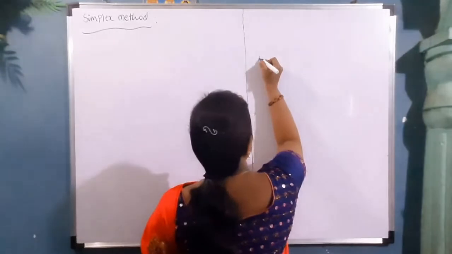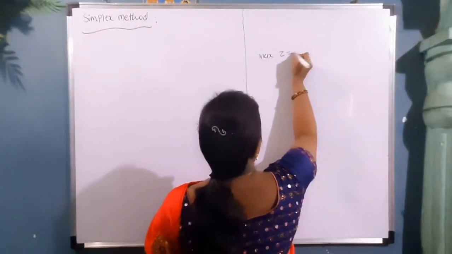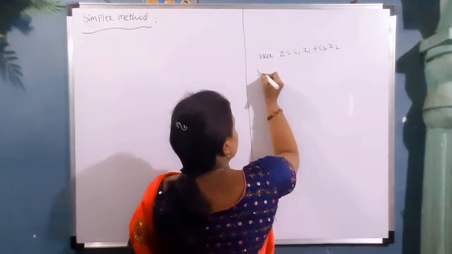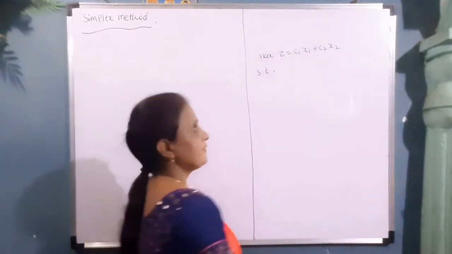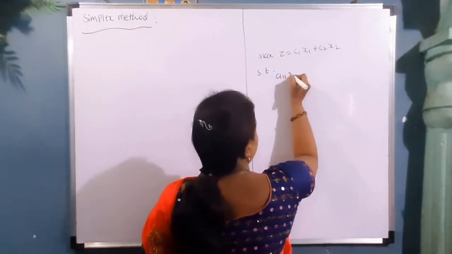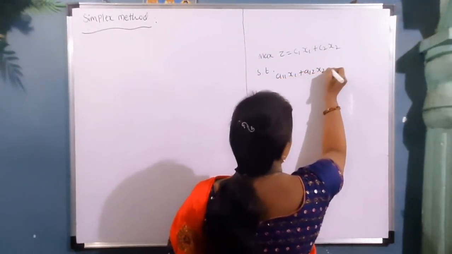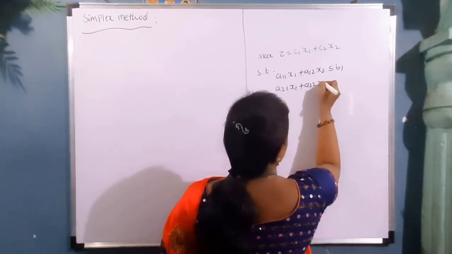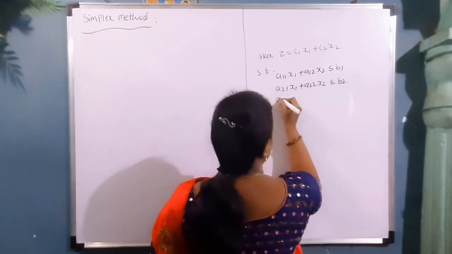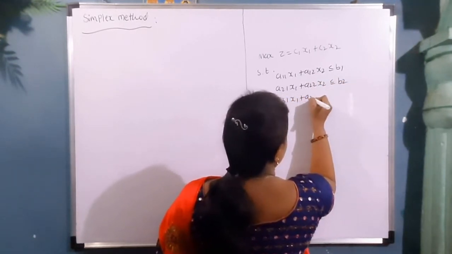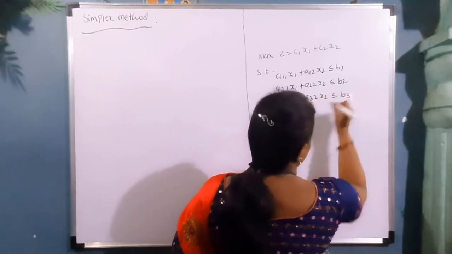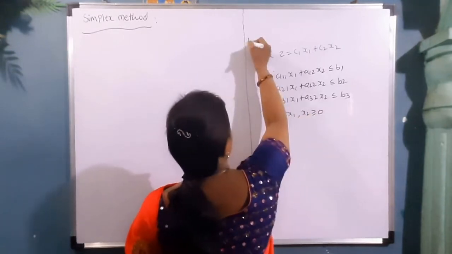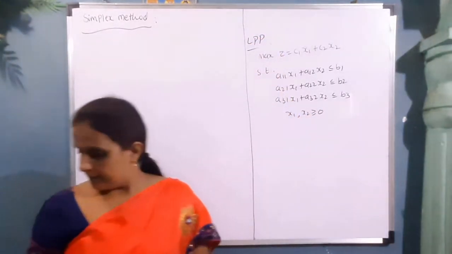Suppose we are having a simplex method, maximize z equal to c1x1 plus c2x2, subject to the constraints a11x1 plus a12x2 less than or equal to b1, a21x1 plus a22x2 less than or equal to b2, a31x1 plus a32x2 less than or equal to b3. Then x1, x2 greater than or equal to 0. Now suppose this is the given LPP.